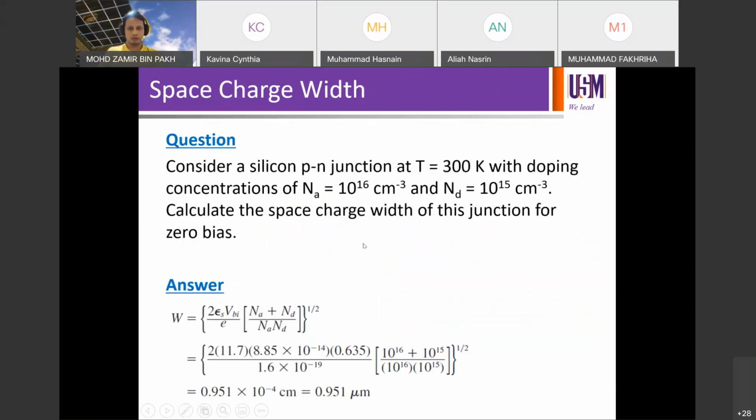So you can go through this calculation. For example, T at 300 K, N_A is given, N_D is given. Then you can use the calculation to work it out, right? Everything else is given here. For permittivity, you need to calculate it first using the relative value of permittivity. Then Q is known, N_A and N_D are known, and the W for this case is about 0.95 micron. So that's the whole stretch of your depletion region.